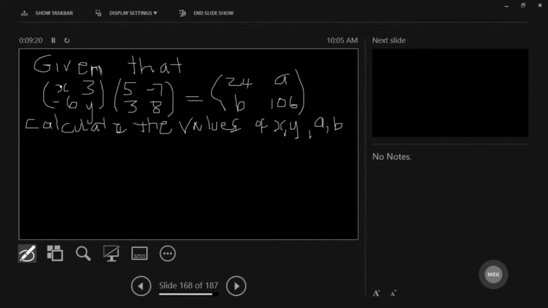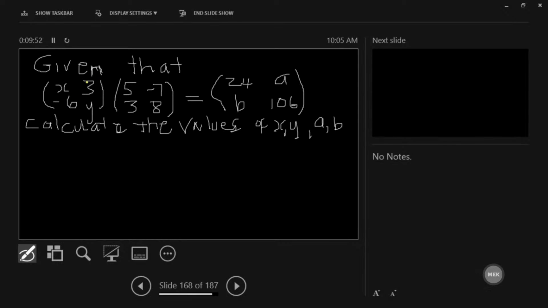Use the same principles for working out the product of two 2x2 matrices. Same principle. We'll find the product of them and we're going to equate them to the other matrix at the end here. We're going to see what lines up with the A and the B and how we can find the X and the Y. So let's do that multiplication first then.